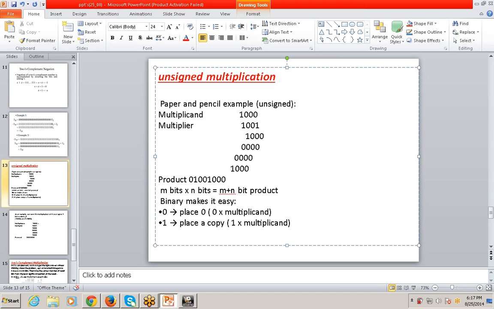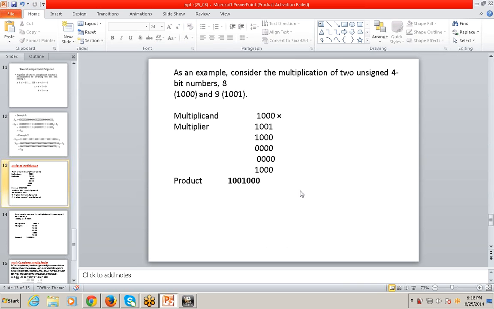So the product is 01001000. How is it calculated? First of all, use 1000, that is the first row of bits, 1000. Then 0100. Binary makes it easy: place 0 for a multiplier bit of 0, and place a copy of the multiplicand for a multiplier bit of 1. That is, we multiply 0 by the multiplicand and 1 by the multiplicand.